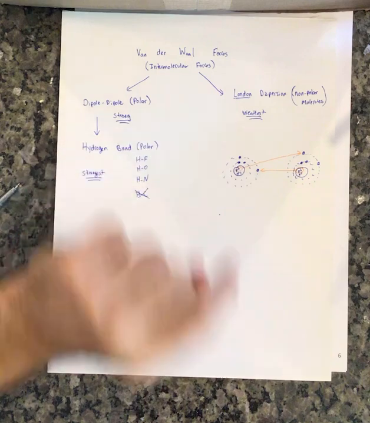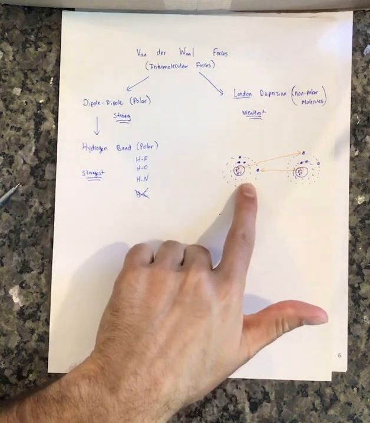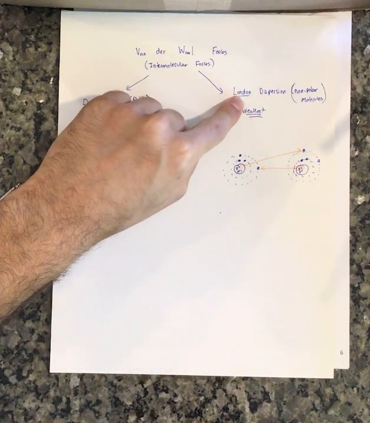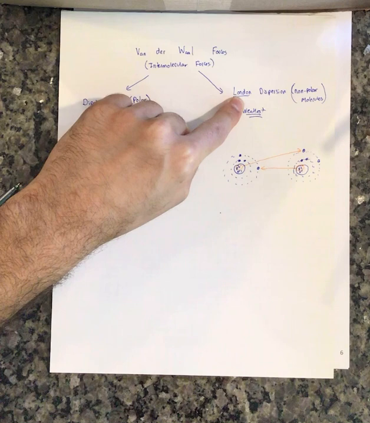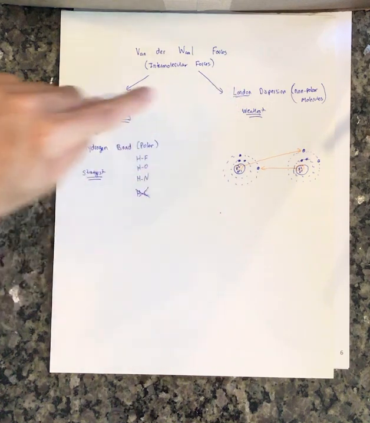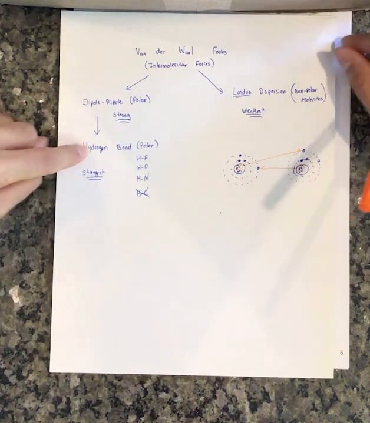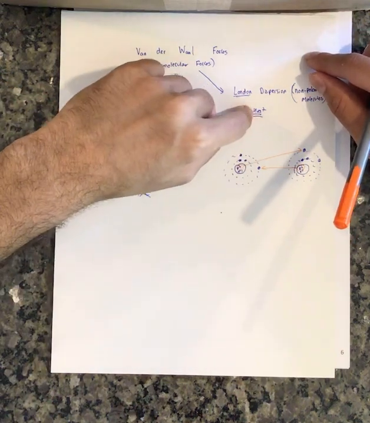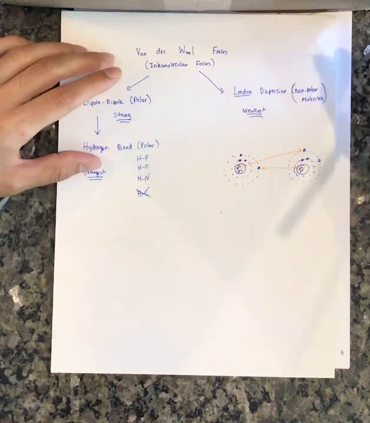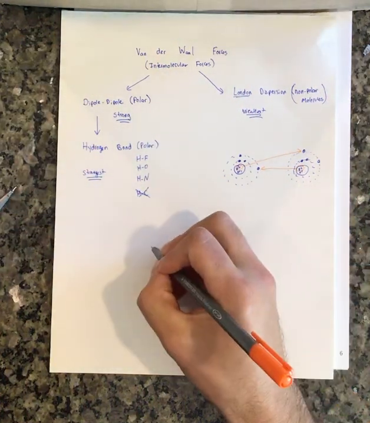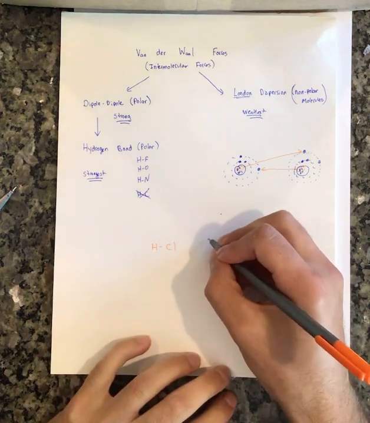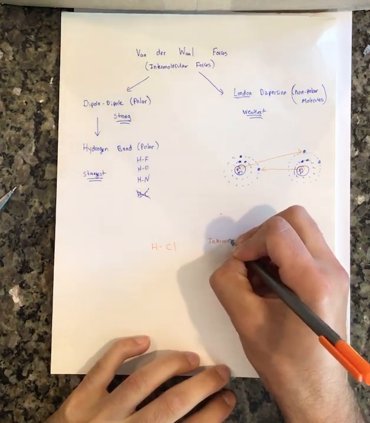Another point that's extremely important: every single molecule, every single compound has London dispersion in it. The only difference is that when we're looking at our other compounds, dipole-dipole and hydrogen bond are much stronger than this. So if we had a compound, for example, let's say HCl, and I asked you, what intermolecular force do we have?